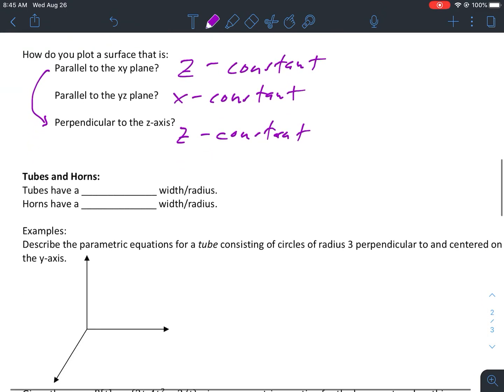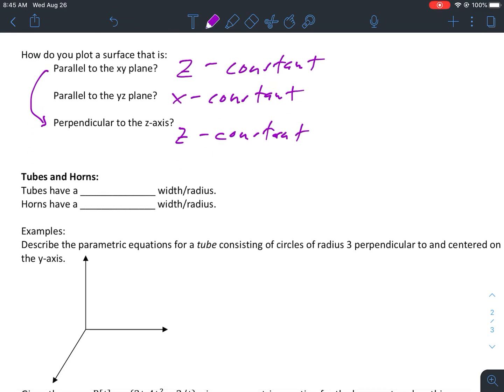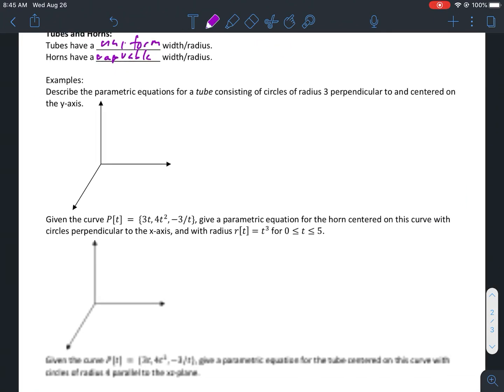Okay, tubes and horns. You may have seen this also in Triad 3. Tubes have a uniform width or radius. Basically, it's just not changing. The width or radius doesn't change as you go through it. Horns have a variable width or radius. Excuse my handwriting there. That word is variable.